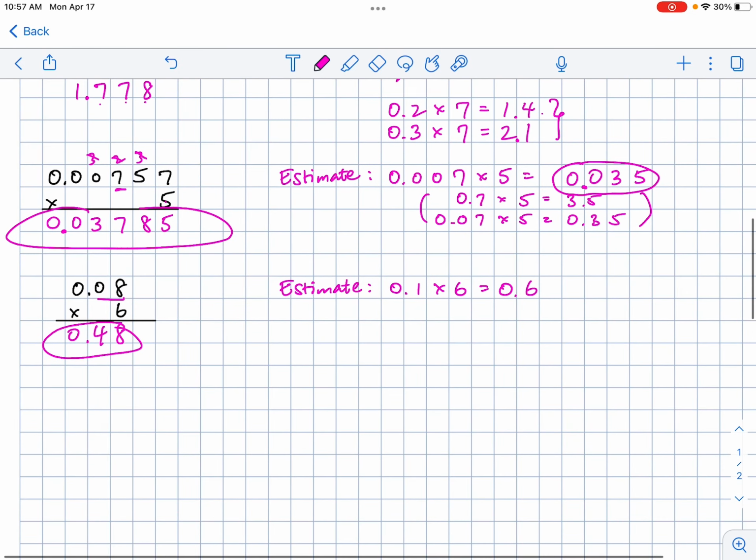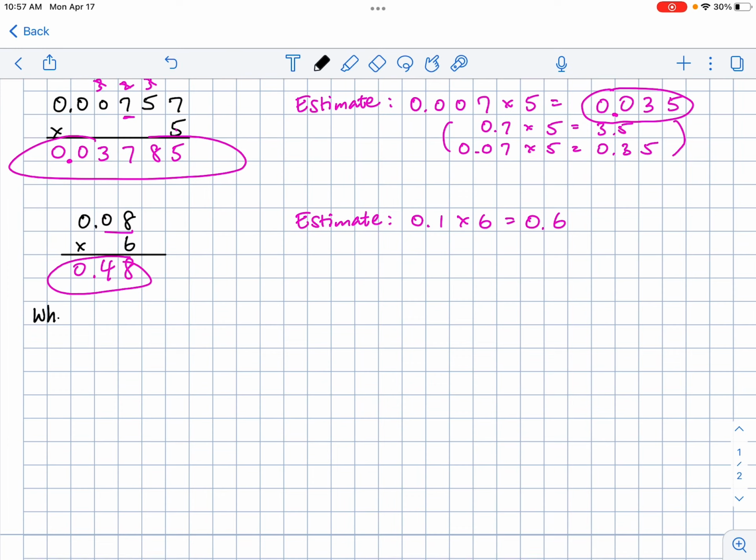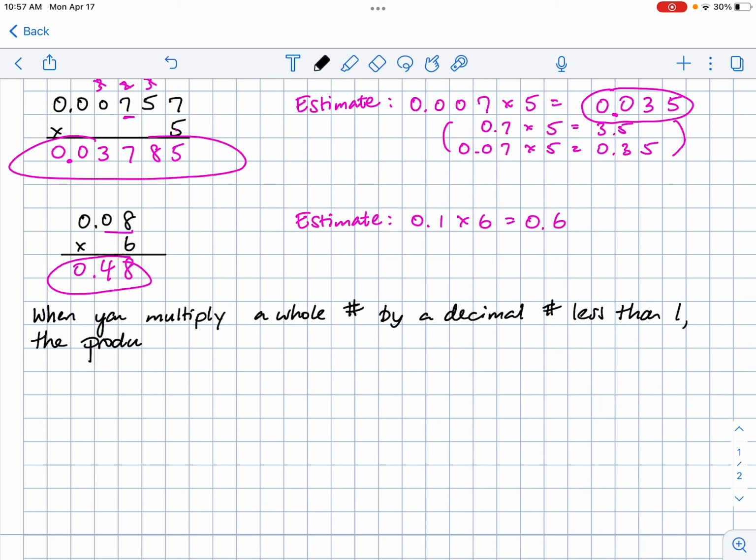So again, just to reiterate, and you wrote this down in the previous video, but we'll write it down here: when you multiply a whole number by a decimal number less than 1, the product is less than the whole number you multiplied by, or the whole number multiplier.